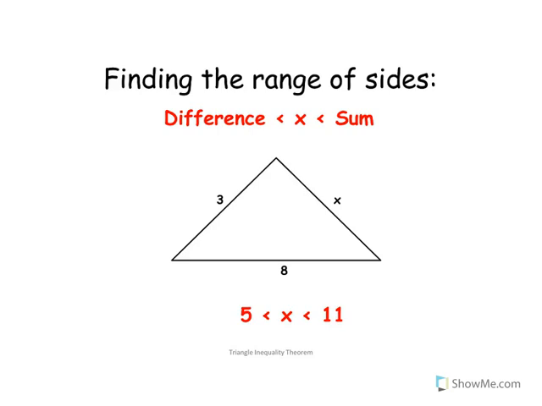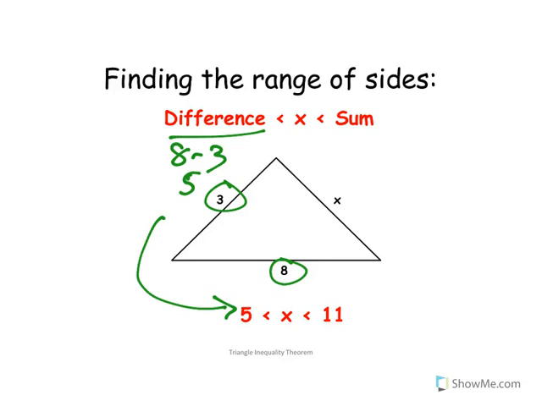And then we'd say, to find the range of the sides, you take the difference in the two sides, right? The difference in this case being 8 minus 3, which is 5, and that's our minimum bounds. And we take the sum of the two sides, which is 8 plus 3 is 11, and that's our maximum bounds. So this should be very easy. And then the third side can be any fraction, decimal, or integer that fits in between.